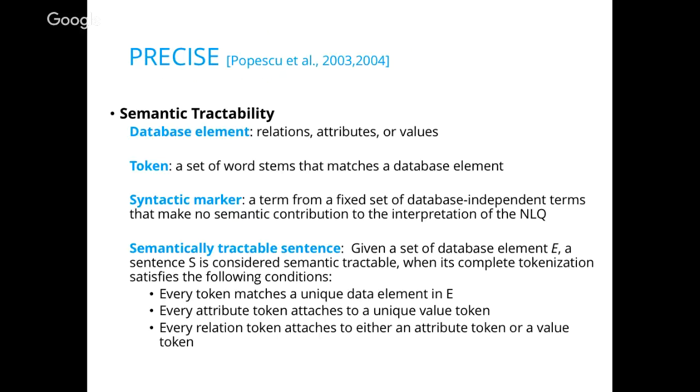Any token that matches an attribute is called an attribute token. The attribute token should only be associated with a unique value token. And a relation token should attach to either an attribute token or a value token. So for example, a relation token could be "written by". You cannot have a sentence with "written" together because both are actually relation tokens.